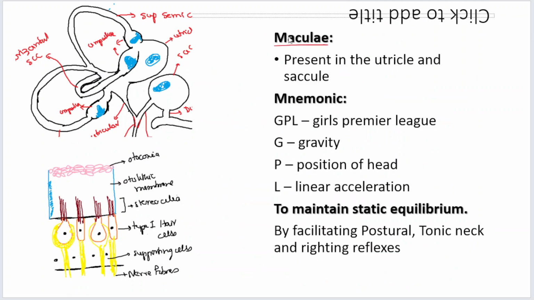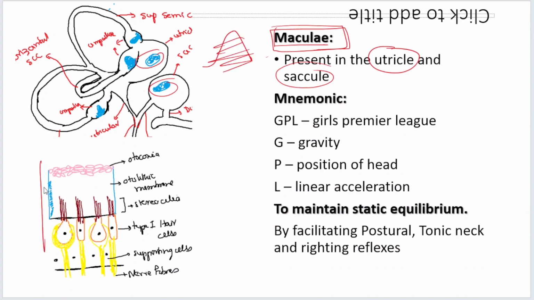Now coming to macula. The sense organs of balance that are present in the utricle and saccule are called the macula. What did we see about the crista? Crista looks like a mountain, okay? But macula looks more like a rectangle, like a box.